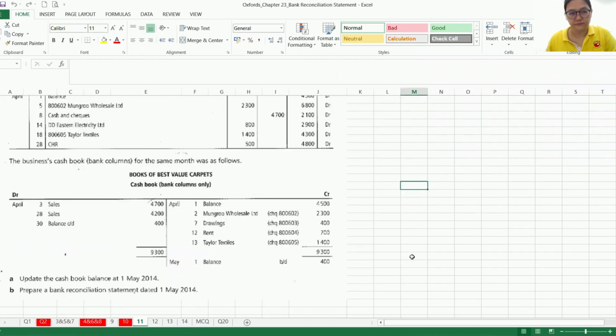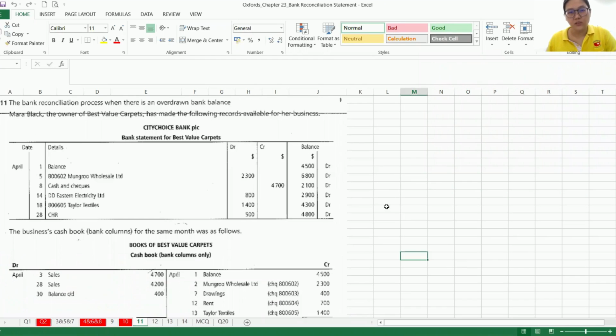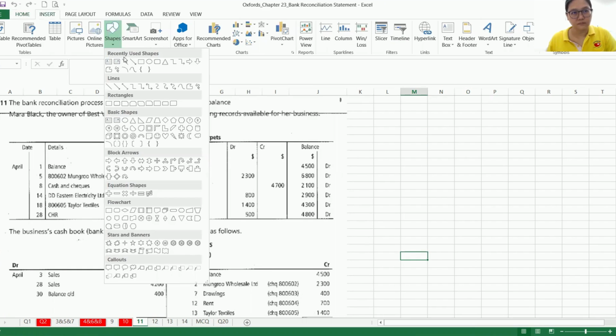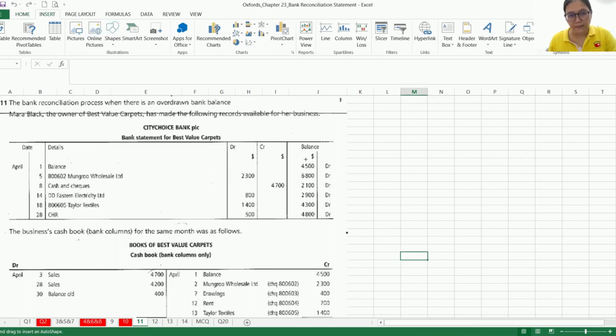and bank account cash book also overdrawn. They asked to update the cash book balance at 1st May and then prepare the bank reconciliation statement. So we check which one has the amount and which one that we need to cross out. Okay, check the opening balance first.